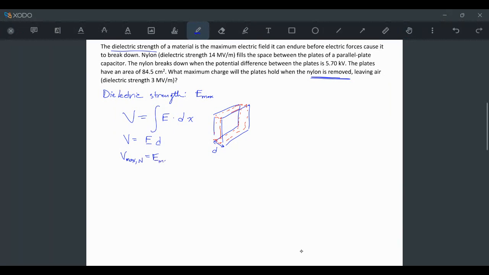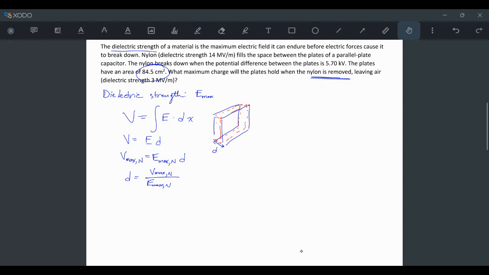So that's equal to the dielectric strength for the nylon times the distance between the plates. What this tells us straight away, which you might think is a useful piece of information that wasn't provided up here, is that we have the area, but we don't have the distance between the plates. You might think, okay, good, we found an expression for the distance between the plates.